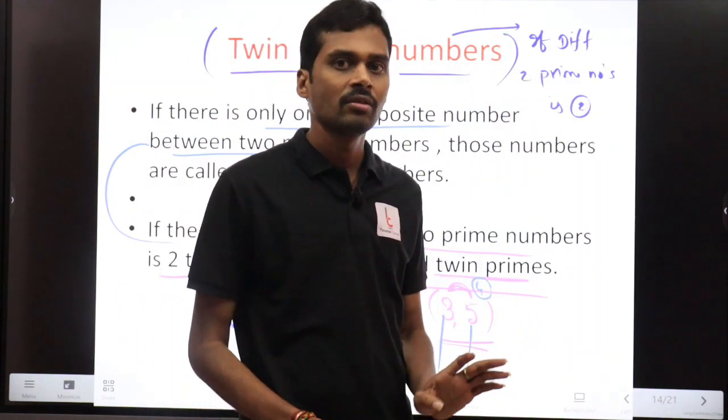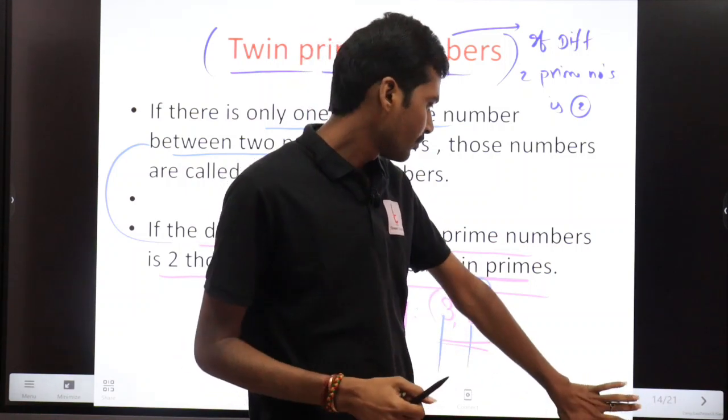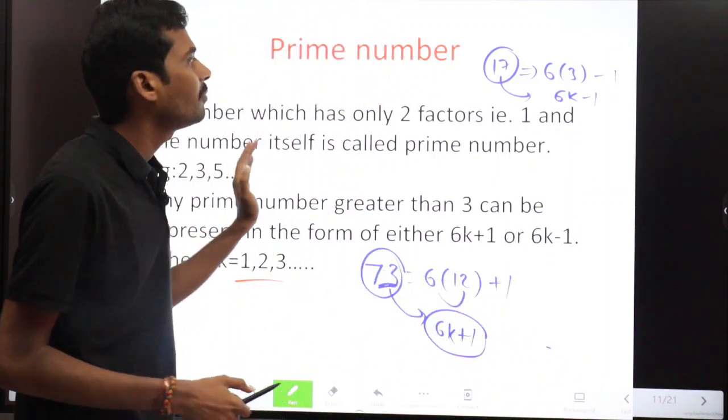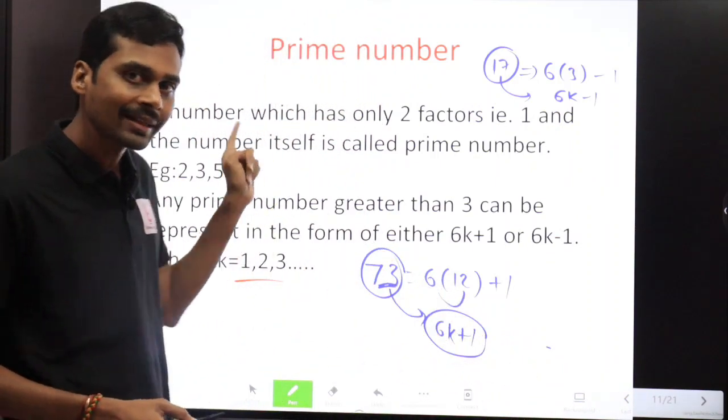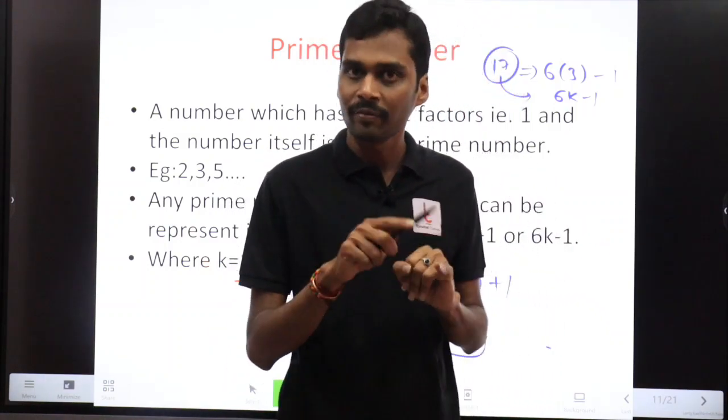Prime numbers means any number which has only two factors, that is 1 and the number itself. Just see the definition of a prime number. Any such number is a prime number. A prime number is absolutely different from a twin prime.